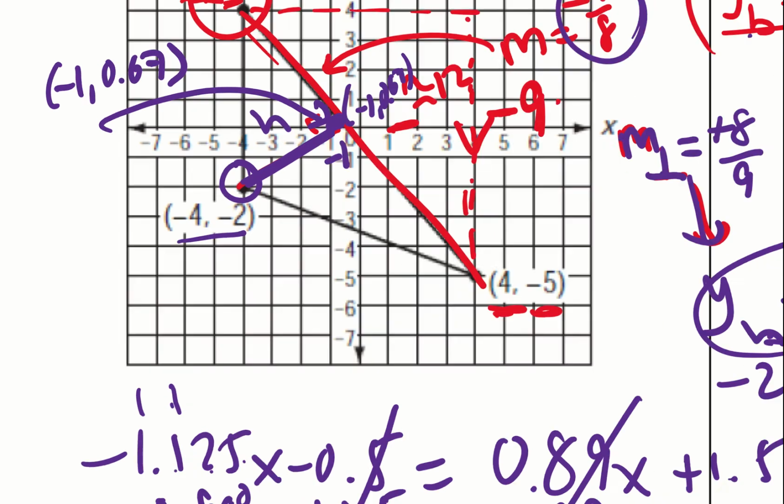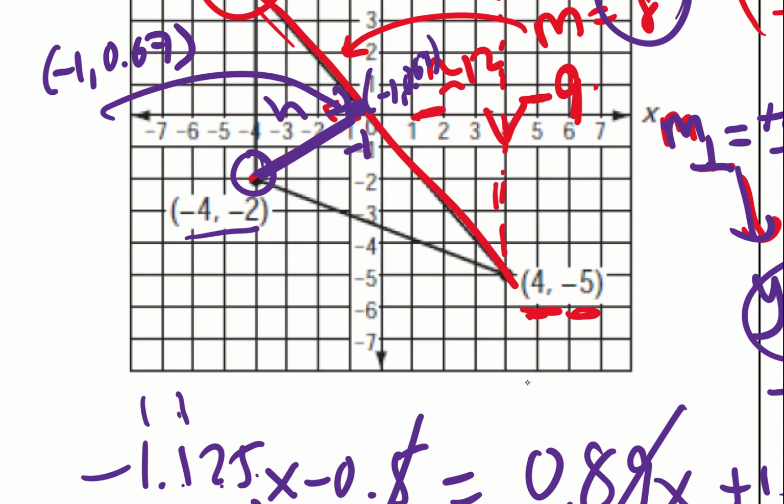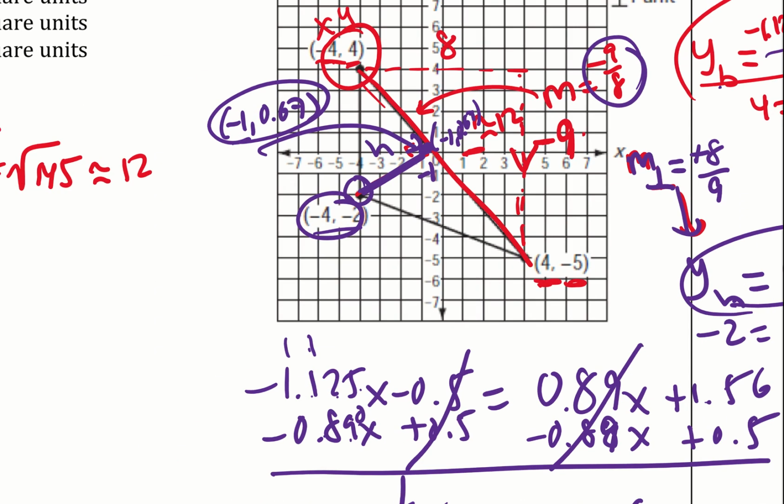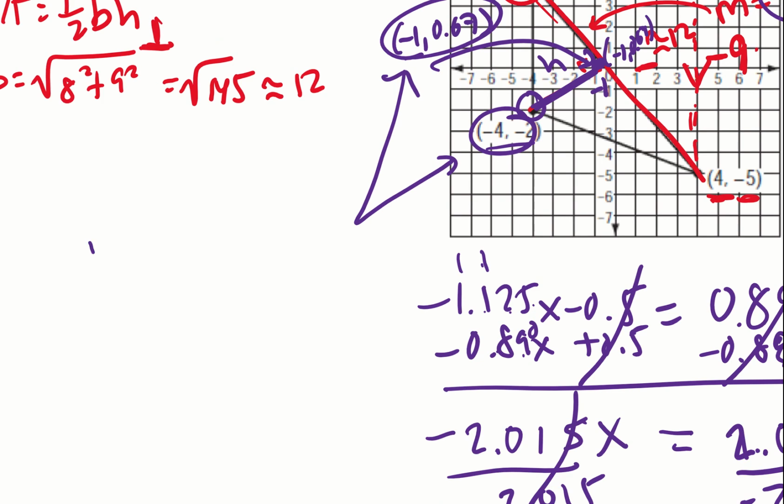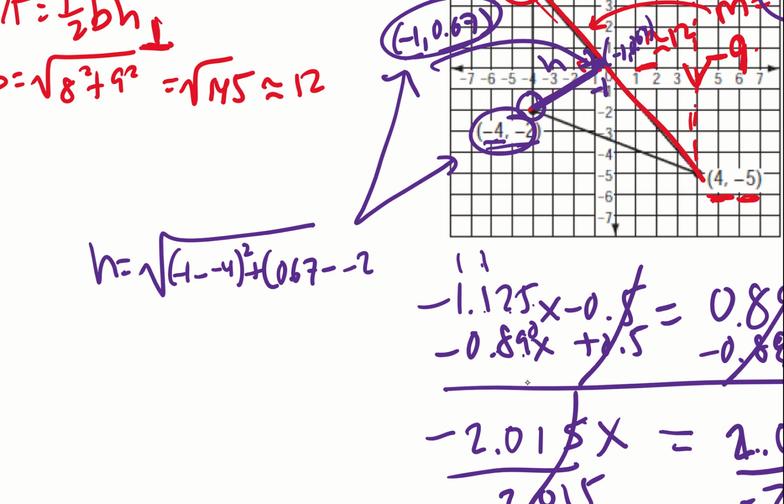Now, in order to find the length of h, I need to do the distance formula between this and that. So a lot of work, but we can do it quickly. Let's do that. The distance formula between those, and that'll give me the h finally. So h is equal to the square root of -1 minus -4 squared plus 0.67 minus -2 squared. And then we'll do this on the calculator.